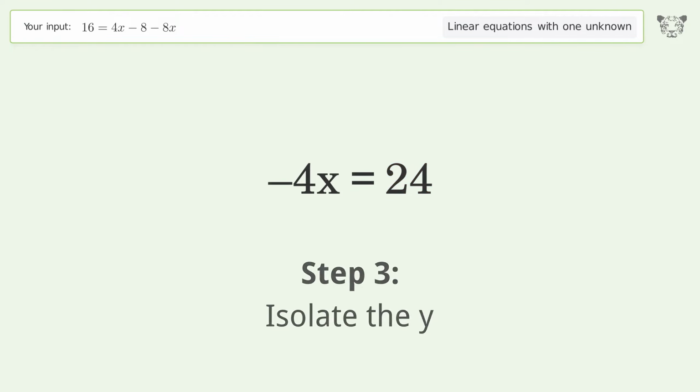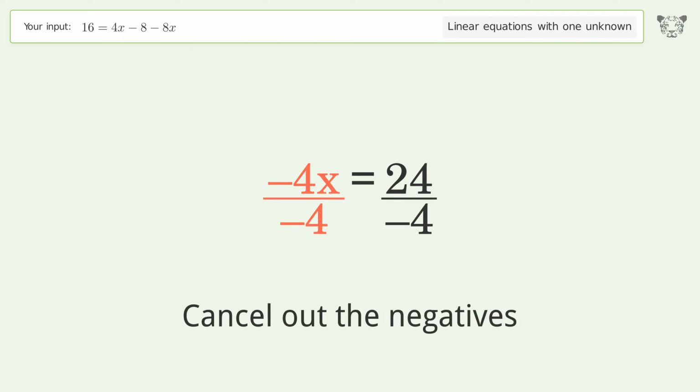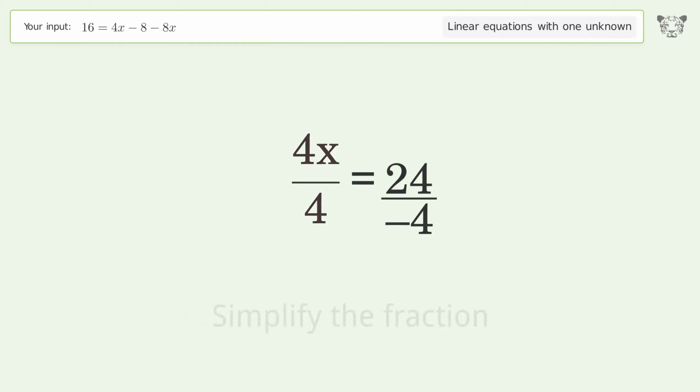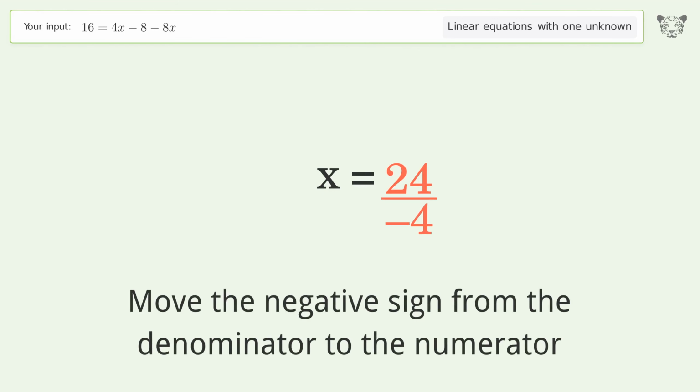Isolate the y. Divide both sides by -4. Cancel out the negatives. Simplify the fraction. Move the negative sign from the denominator to the numerator.